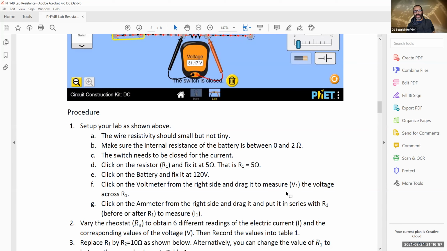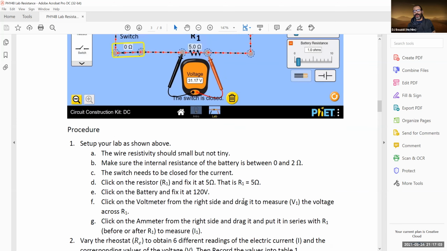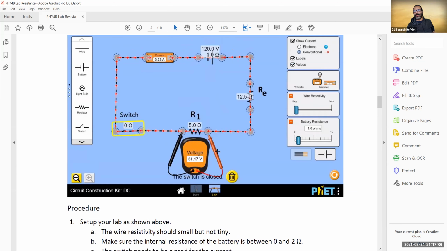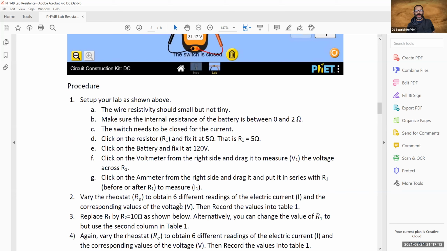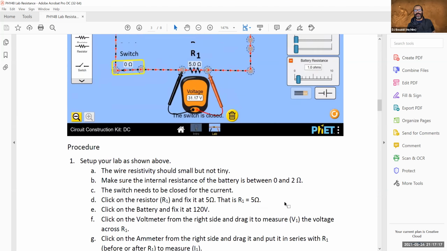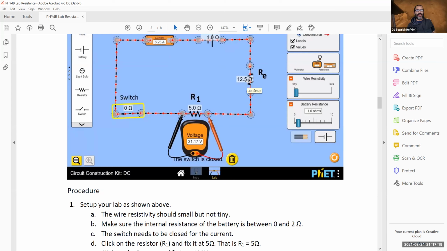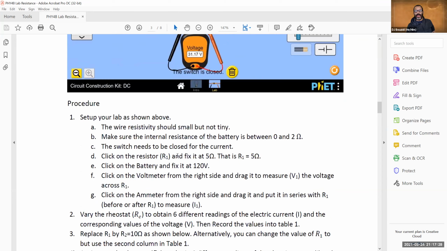Click on the ammeter and drag it to the other side and measure R1. No, I'm sorry, before R1 to measure I1. So we need the current basically on I1, which is the same current for the entire circuit right now. We're going to do that. Vary the rheostat to obtain 6 different values of the current. So basically vary this R in here slightly and change it and change it and change it until we get 6 values for both V and I. So we need that, okay?